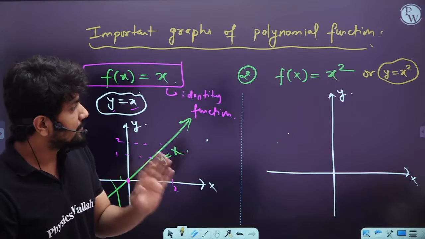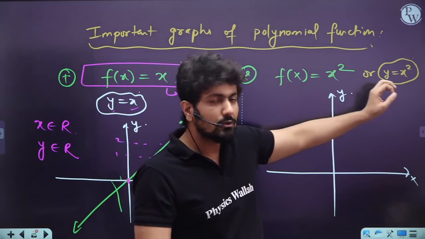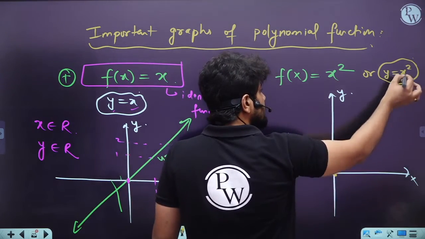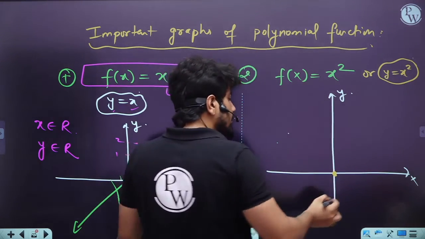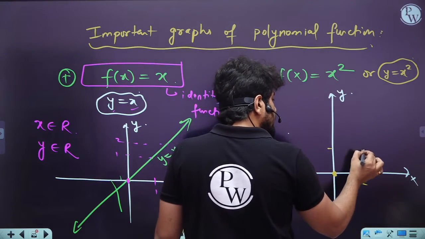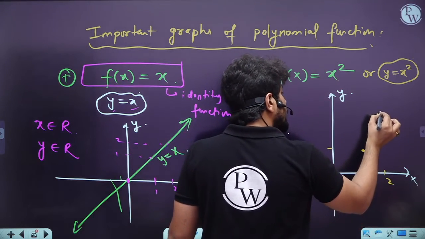See, plotting graph is very easy. Very easy. See, when I put x is equal to 0, y is also equal to 0, correct? When x is 0, y is also equal to 0. When x is 1, what's the value for y? The value of y will also be 1. When x is 2, the value of y will be 4.